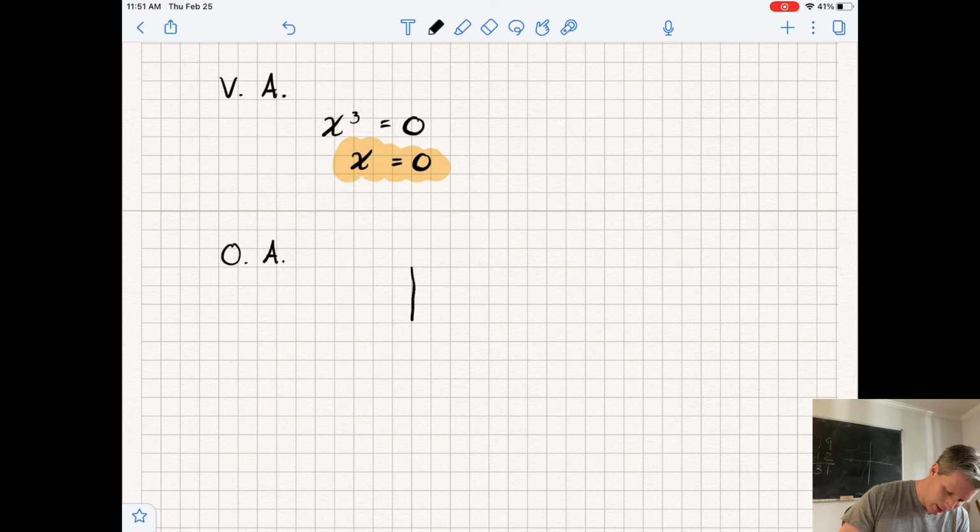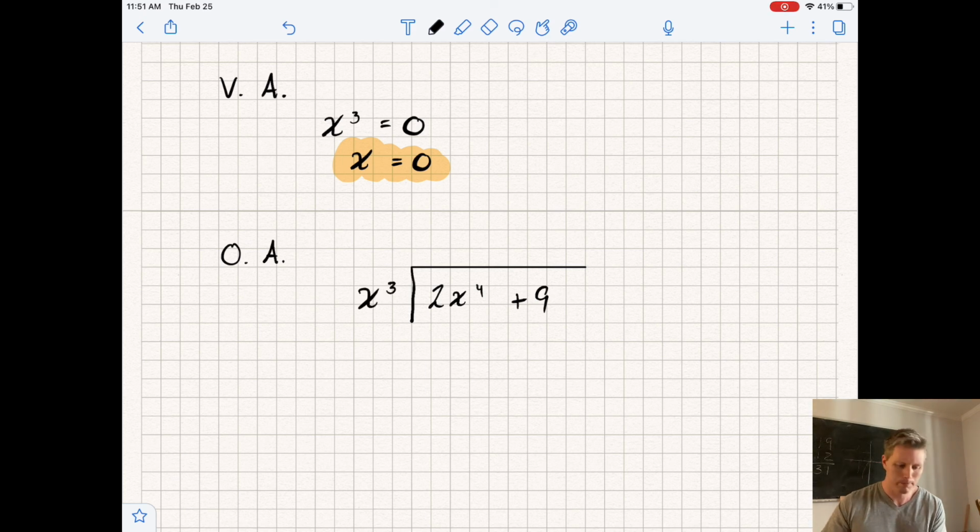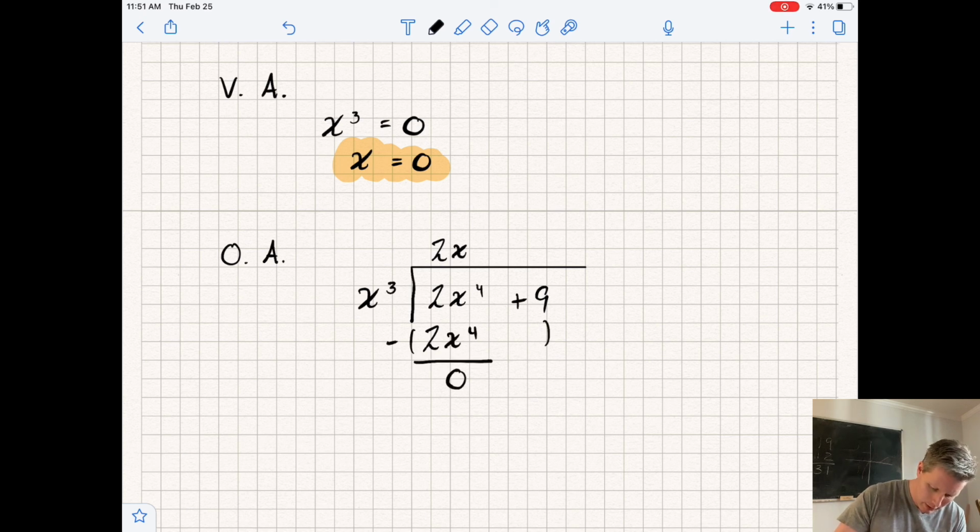I'm going to do that by taking my numerator, which is 2x to the 4 plus 9, and I'm going to divide that by x cubed, my denominator. So x cubed into 2x to the 4 goes 2x times. 2x times x cubed is 2x to the 4. I can subtract these. I will get a 0. I'll bring down my 9, and I'm done.